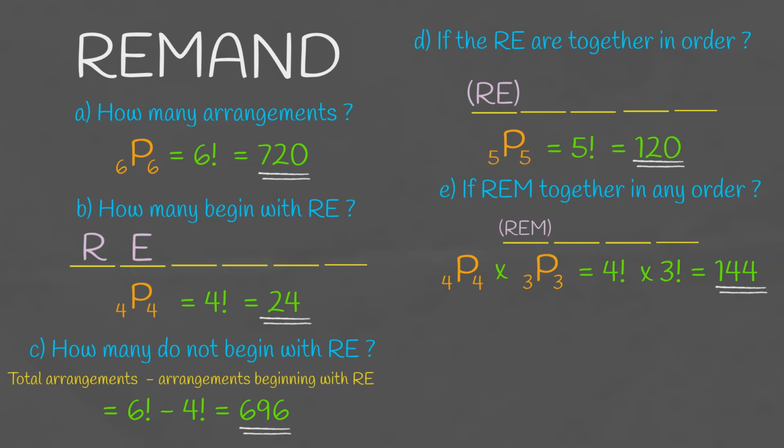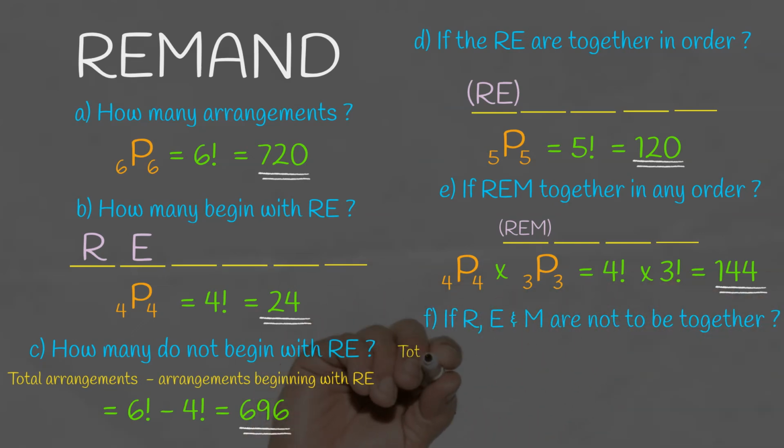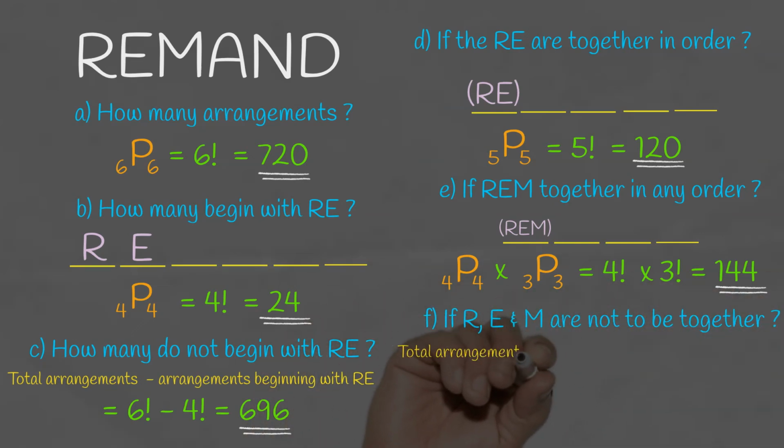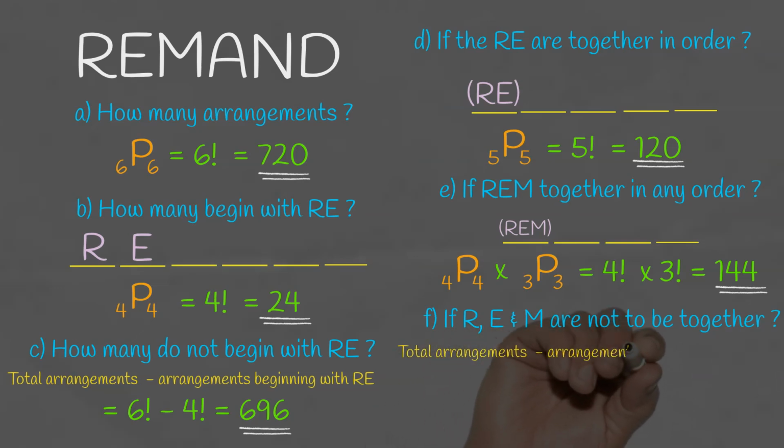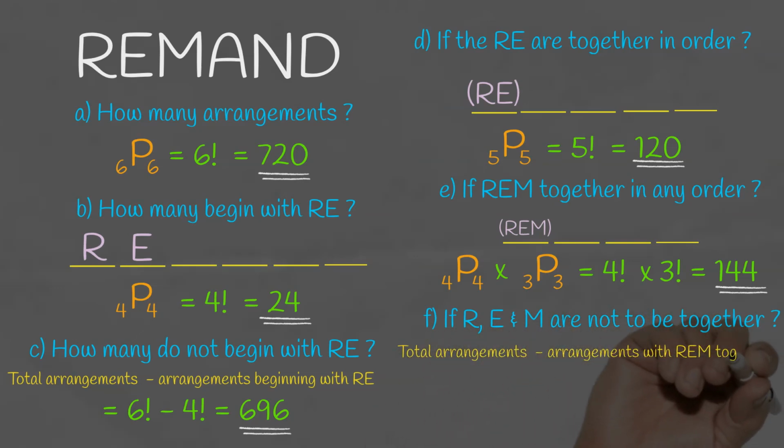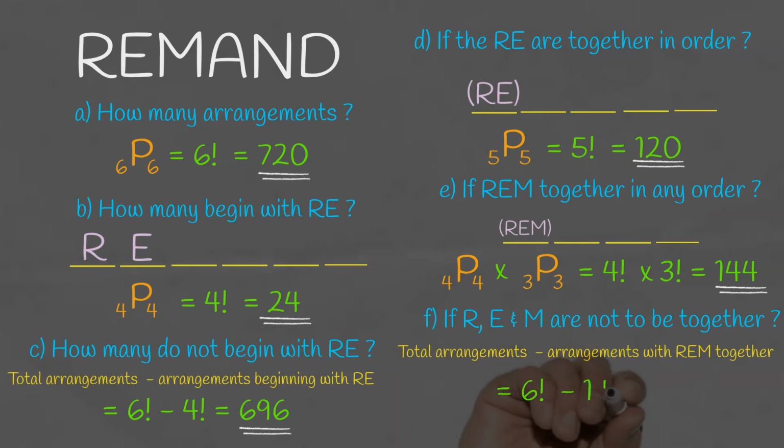And if R, E and M are not to be together, we have to take the total number of arrangements, which we worked out in part A, and subtract the amount of arrangements where R and E and M are together, which we worked out in part E. So it is 6 factorial, take away 144, which is 576.